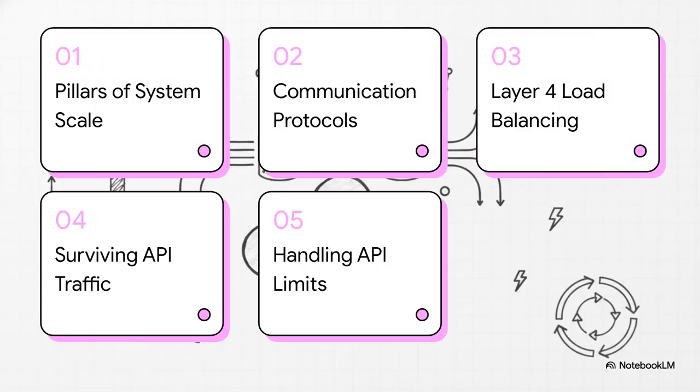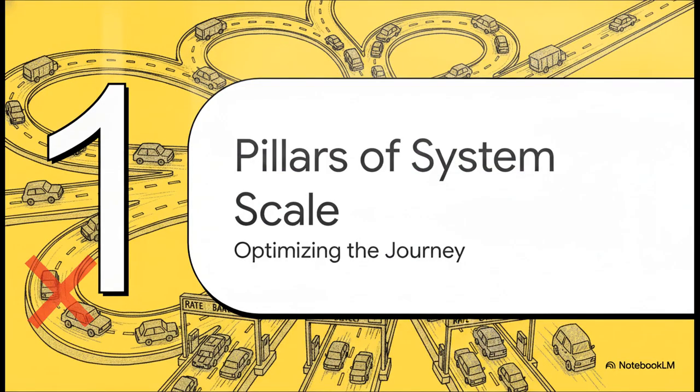Today, we're mapping out this journey across 5 key areas. We'll start with the pillars of system scale, then look at choosing your communication protocol, dive into Layer 4 load balancing, talk about surviving massive API traffic, and finally, we'll cover handling limits gracefully. All right, starting with our first point, the pillars of system scale. To truly optimize a system, we really have to treat it like a massive high-speed highway, carefully managing everything from the vehicles to the interchanges all the way down to the toll booths.